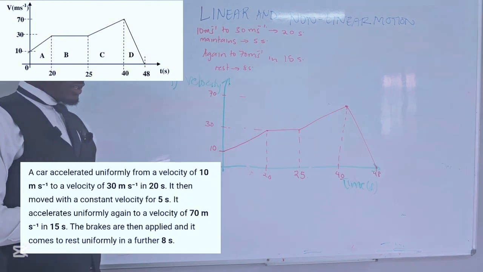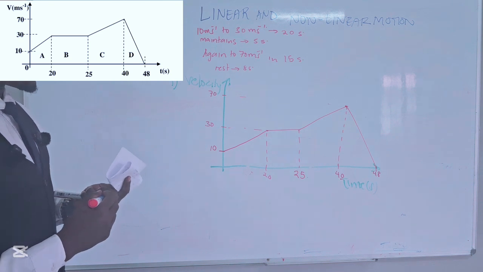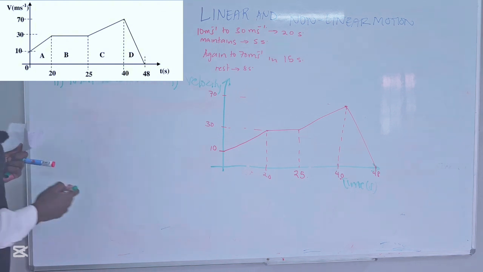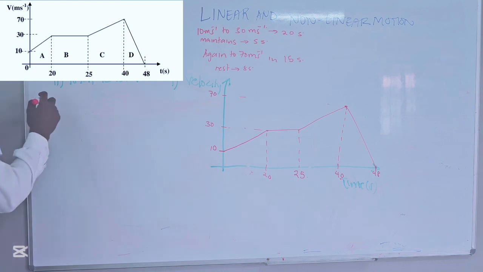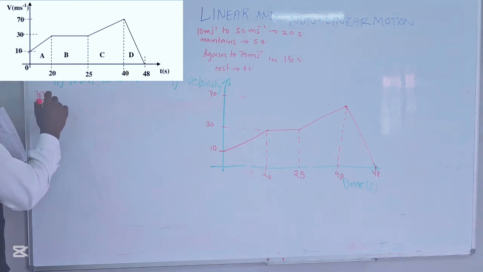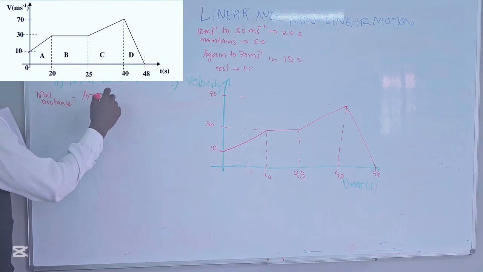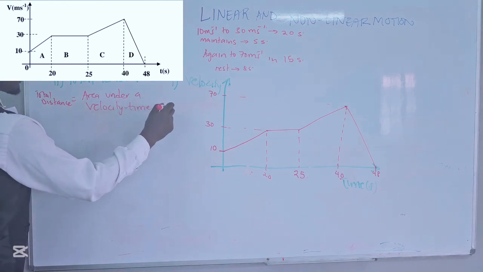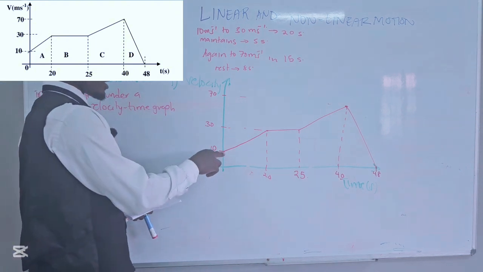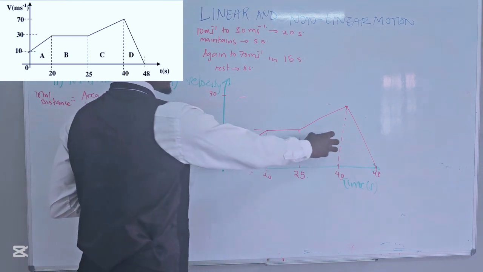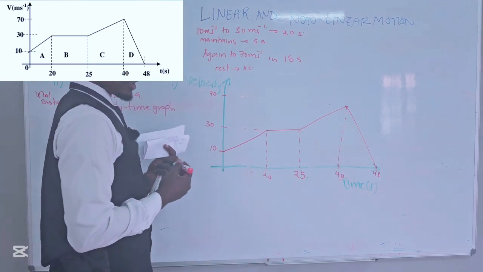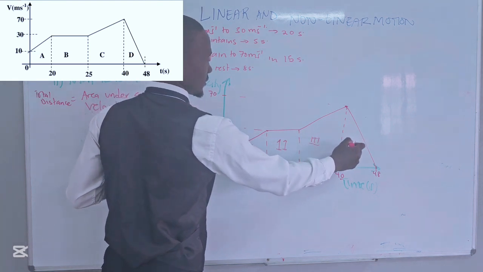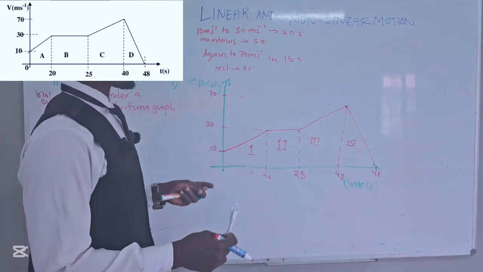So the second question, they were telling us to calculate the total distance. And we know that the total distance covered by the car is equal to the area under a velocity time graph. We have already seen that. It means the total distance covered by this body from where it started to where it ended is going to be the whole of this area under this graph. So what we can do simply is to divide our graph into parts, get the area of each part, then sum up those areas.